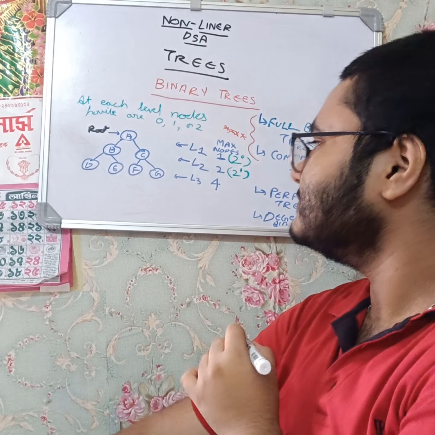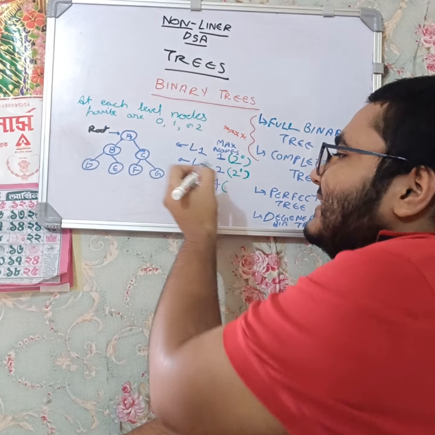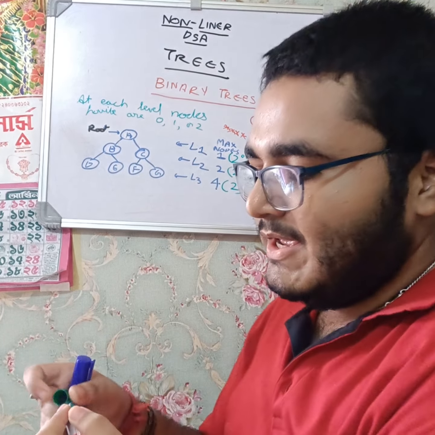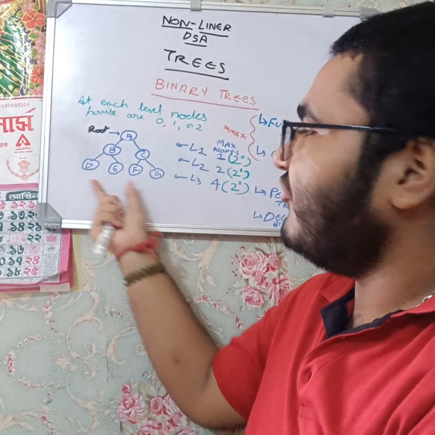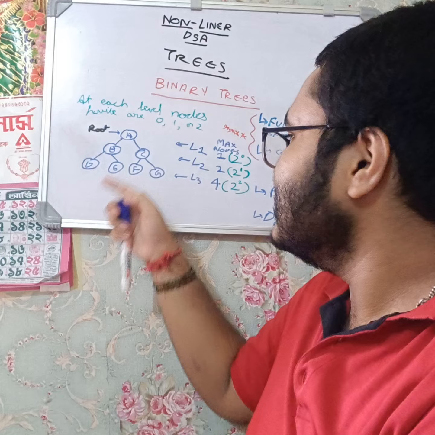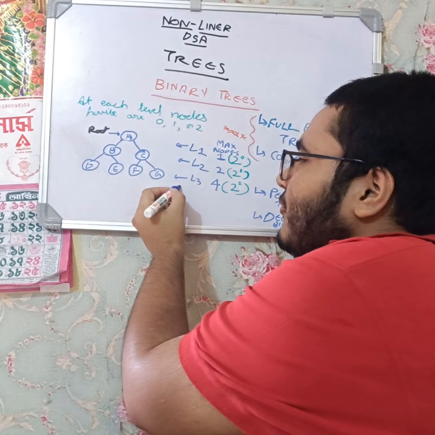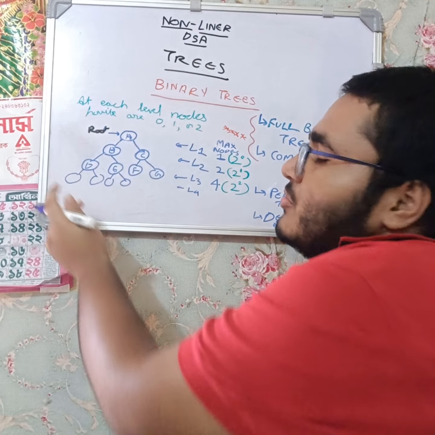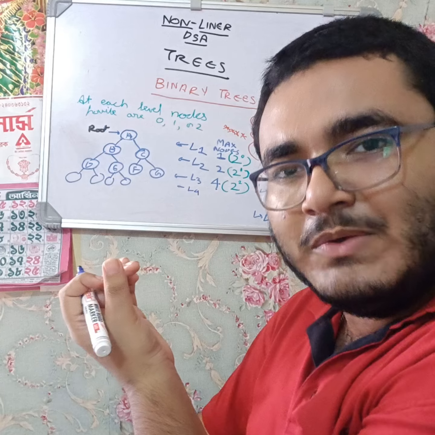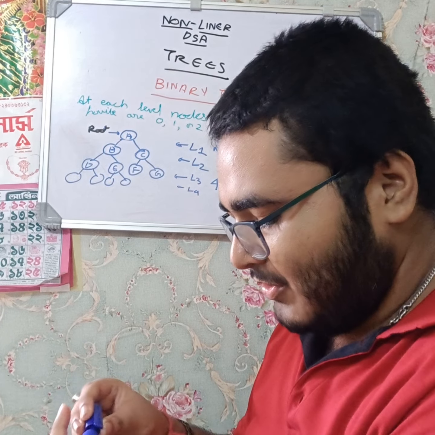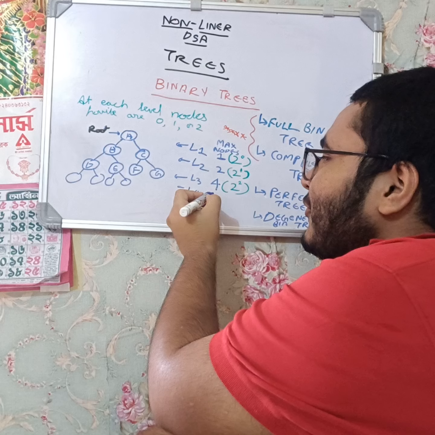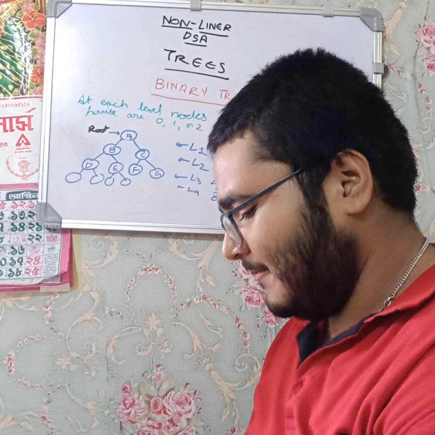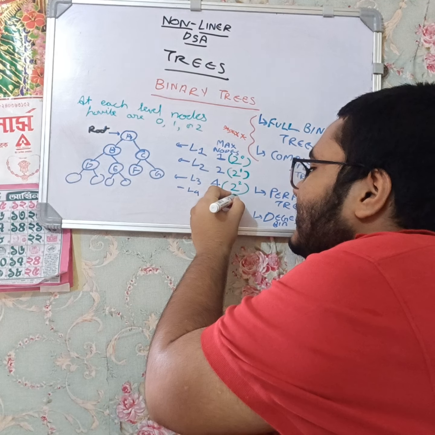At level 3 it is 2 squared. Now you can clearly understand these are the 4 nodes. If there is another level, level 4, each of these can have 2 nodes. So 4 times 2, that is obviously 8. So at level 4 it is having 8 nodes. That means it is 2 to the power 3.